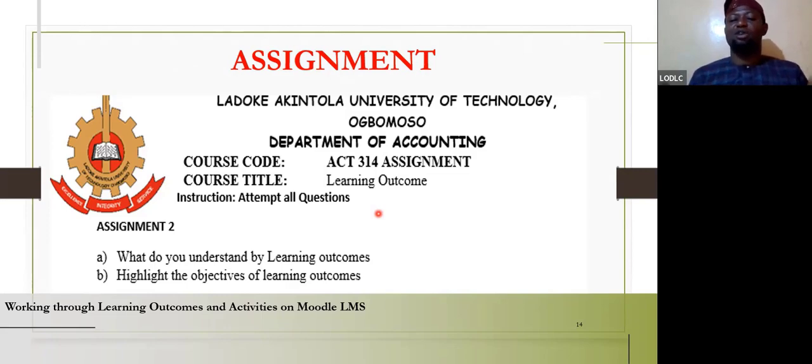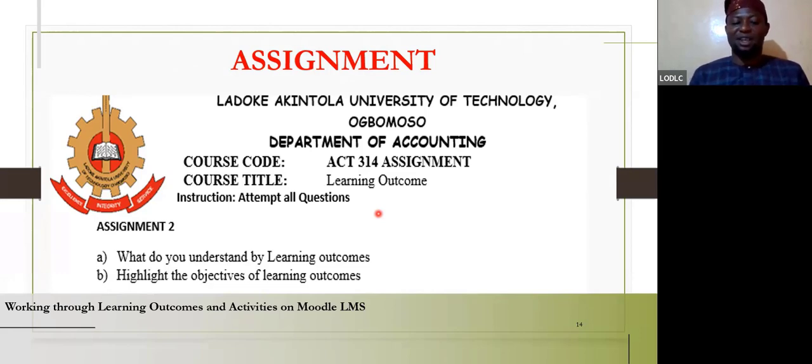Instruction: attempt all questions. Students are expected to read the instruction for all the types of assignment given to them. Instructions are very, very germane and very important. This instruction says attempt all questions. Students are expected to attempt all the questions, to lay their hands on all the questions. So let us look at what the assignment is telling us.